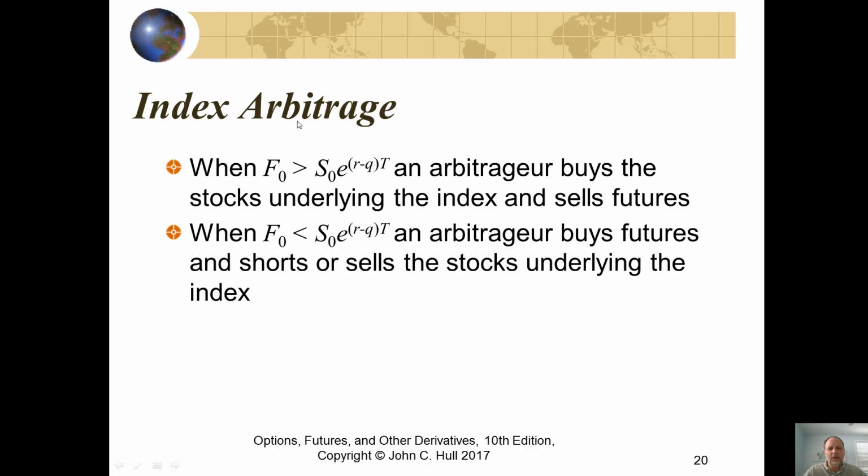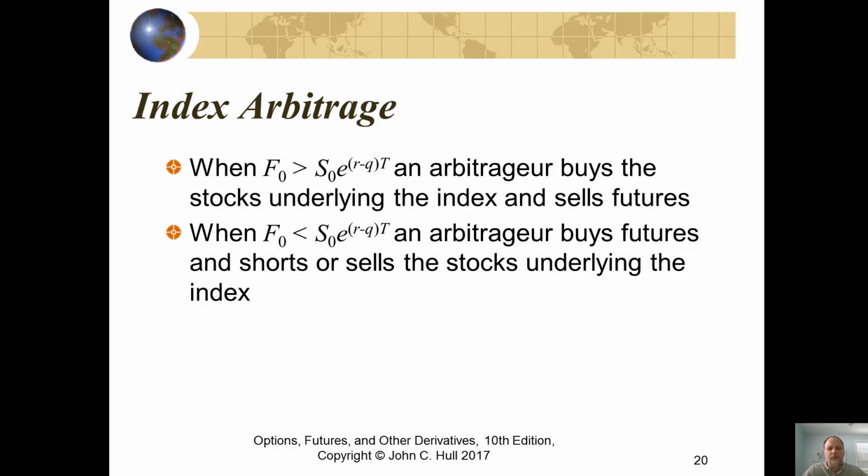An investor can engage in index arbitrage whenever F0 does not equal S0 e^((r-q)T). For example, if F0 is greater than S0 e^((r-q)T), an arbitrager buys the stocks underlying the index and sells the future. So you will sell or short whatever is greater and buy whatever is less. And in this case, since it's an arbitrage, you're not going to have to invest any of your own money, so you would borrow the money to buy the stocks with.